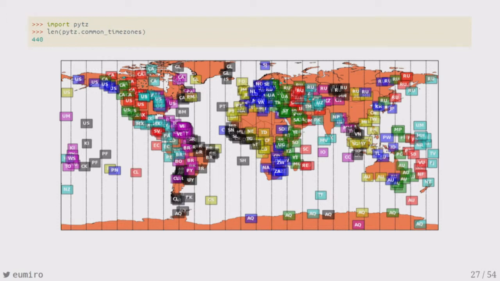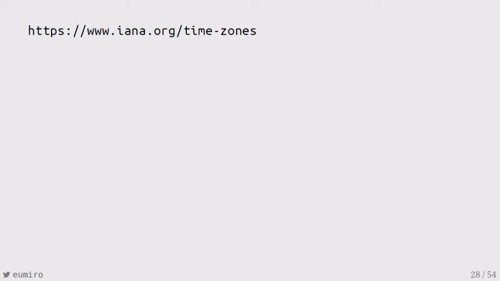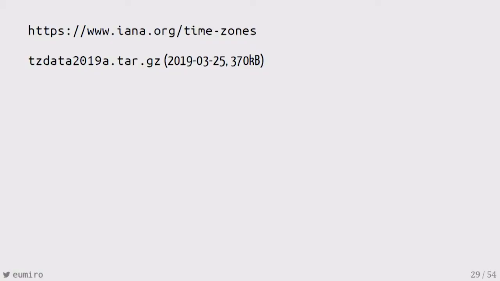If you want to remember or find where this comes from, this is IANA, the organization that takes care of all the time zones. It is not a real authority, so they don't dictate anything. They just take the information and publish the tz data library. This library is published about 10 times a year. The current version, 2019a, is from March 2019.